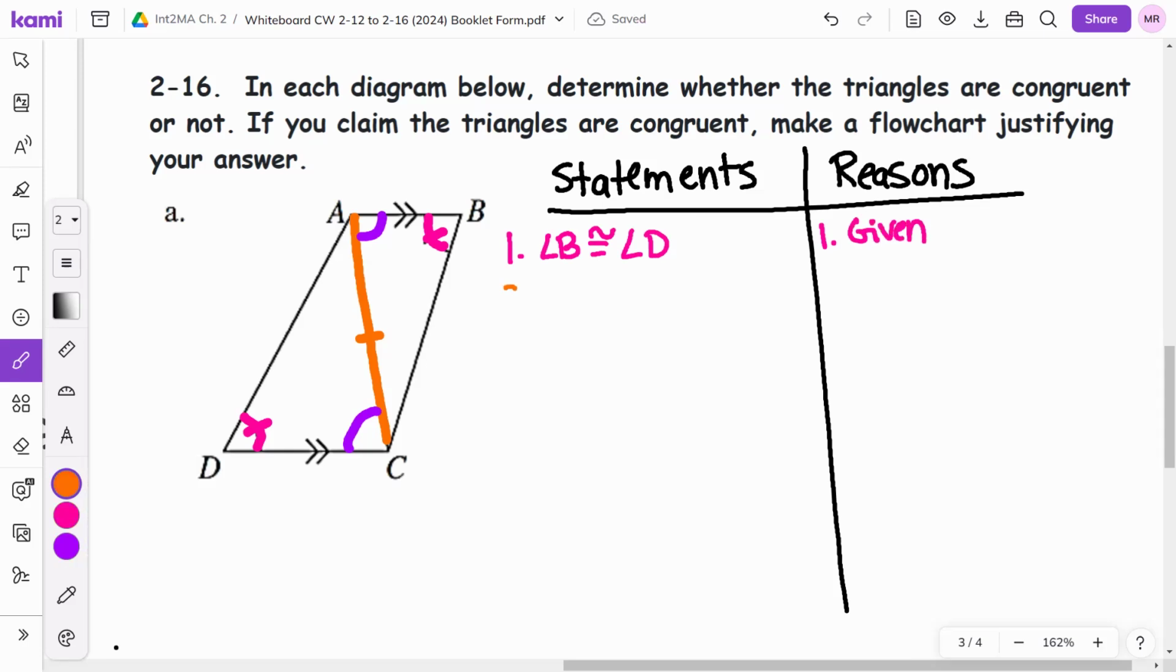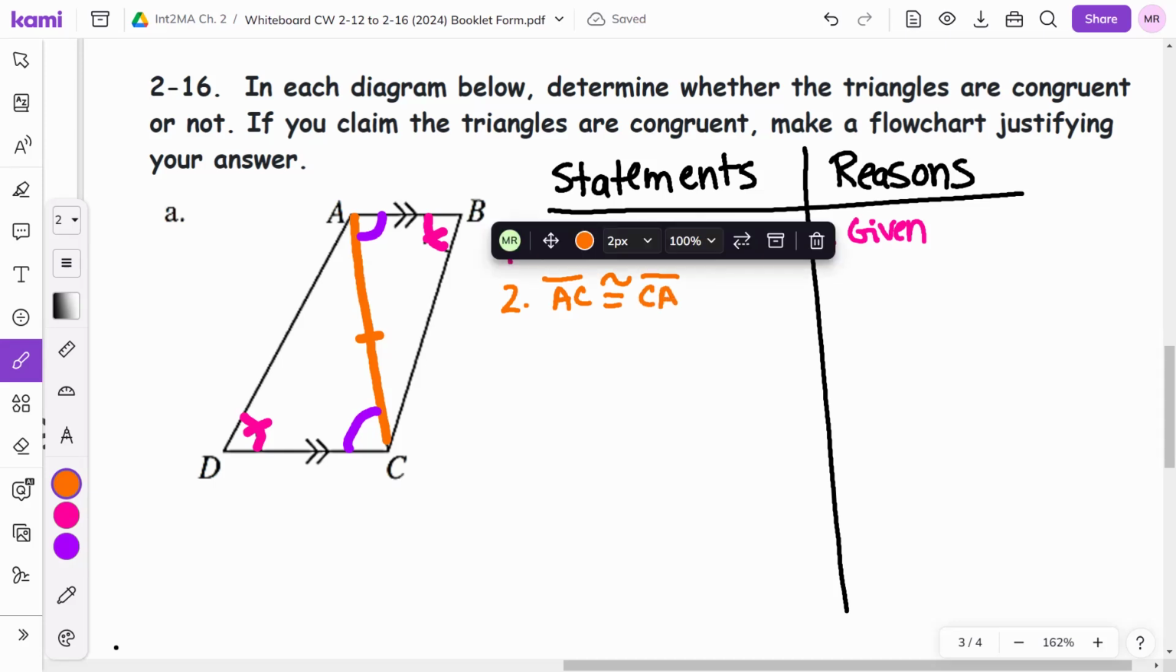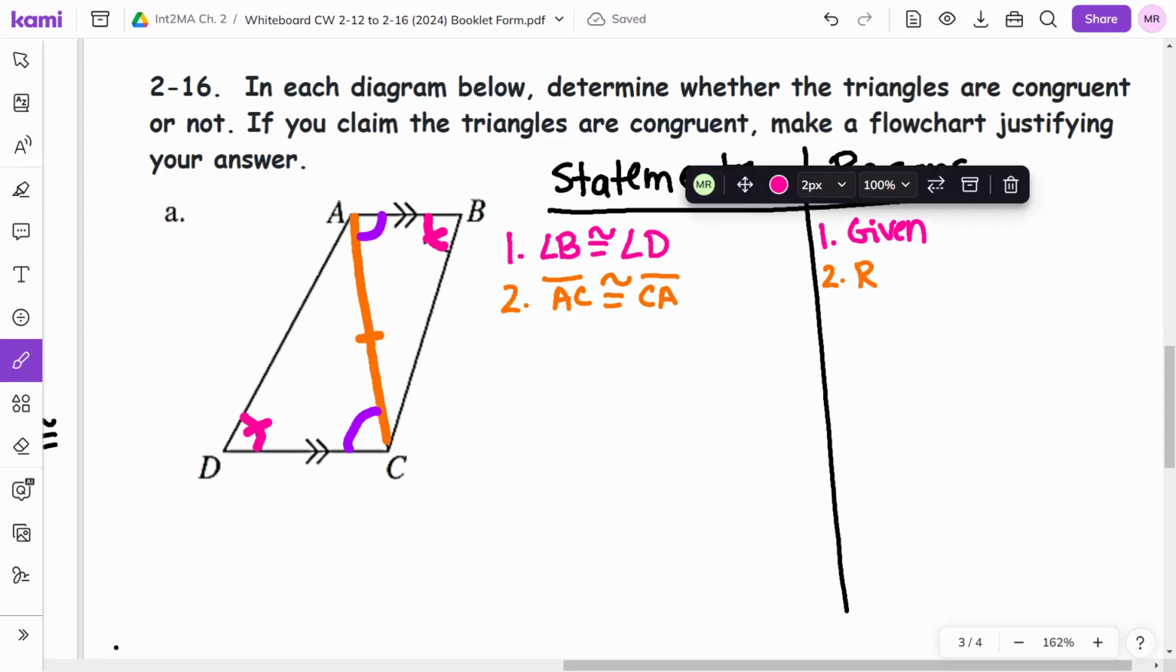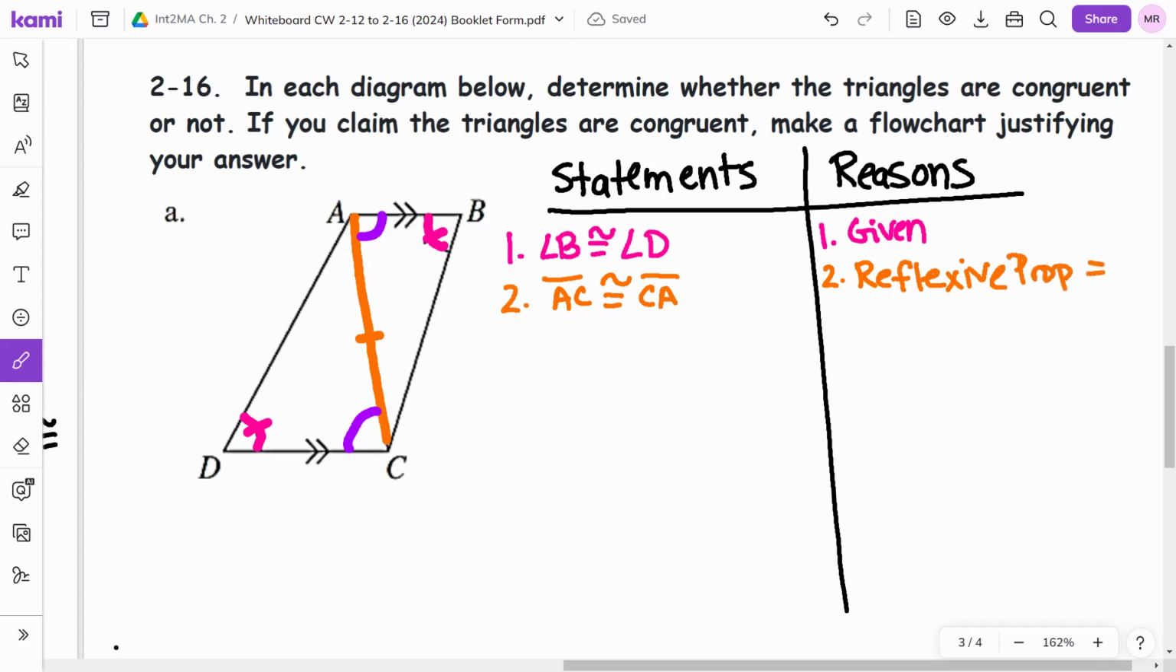I am going to say, number two, that line segment AC is congruent, and if I'm doing it in order, the other triangle would be CA. And the reason for that is going to be the reflexive property for congruence.